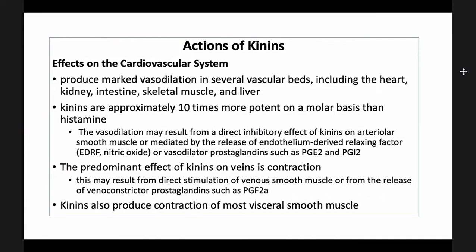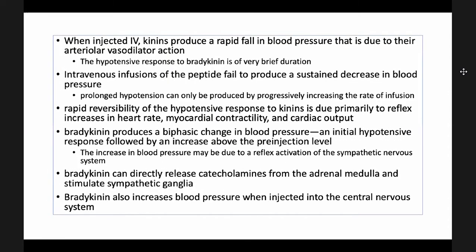So this may result from direct stimulation of the venous smooth muscle or from the release of venoconstrictor prostaglandins such as your PGF2A. Kinin also produces contraction of most visceral smooth muscle. When injected intravenously, kinins will produce a rapid fall in the blood pressure, and this is due to their arteriolar vasodilator effect. The hypotensive response to bradykinin is of very brief duration, so short lang.